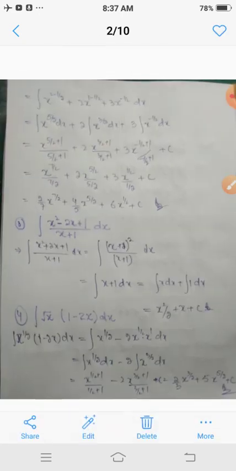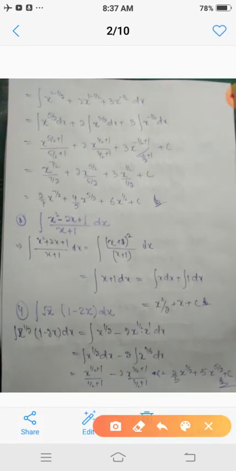By simplifying this power, 2 into x raised to power 3 by 2, 3 into x raised to power minus 1 by 2. Here we can use the x raised to power n rule, which is x^(n+1) upon n+1. So after using this and simplifying, we get 2 upon 7 x raised to power 7 by 2, 4 upon 5 x raised to power 5 by 2, plus 6 x raised to power 1 by 2 plus c, which is the required answer.